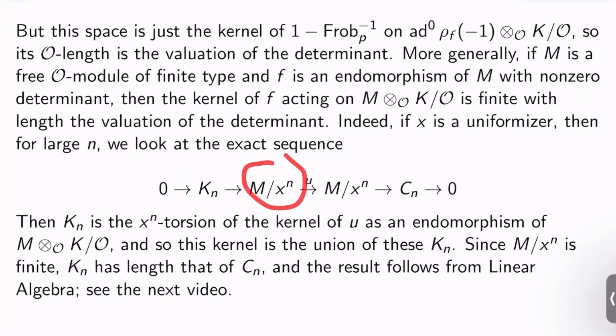But M mod X to the N is finite, and Kn has the same length as that of Cn by general properties of exact sequences. And the result then follows from linear algebra. And I will discuss what I mean by that in the next video. I don't want to get too far into the weeds here. Okay. So really, we need the valuation of the determinant of this guy.